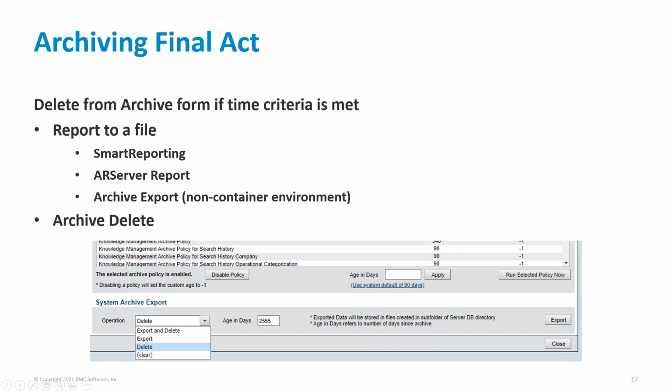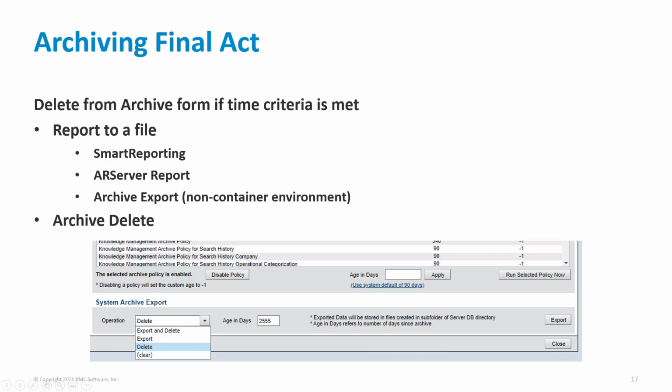So if you look at the picture here, at the very bottom of the archive manager console, there's a menu for operation. And that menu has 3 different items: export and delete, export, or just delete. And depending on your environment, you may be able to use this option to export and delete your data all in one step. And what you do is you put in the age and days field the number of days for the criteria to delete your data. So this might be the 7 years or 2,555 days if you like.